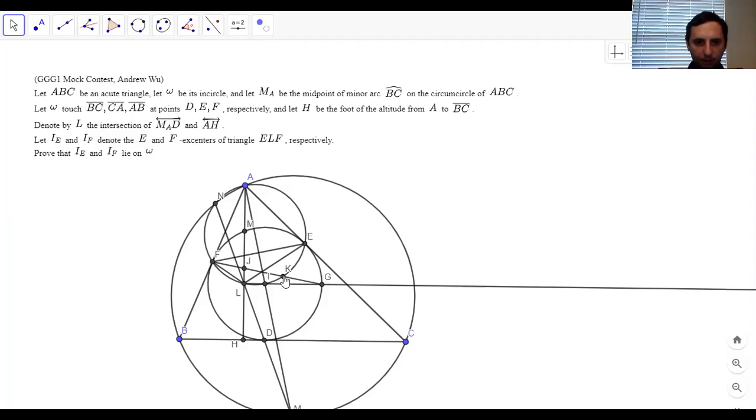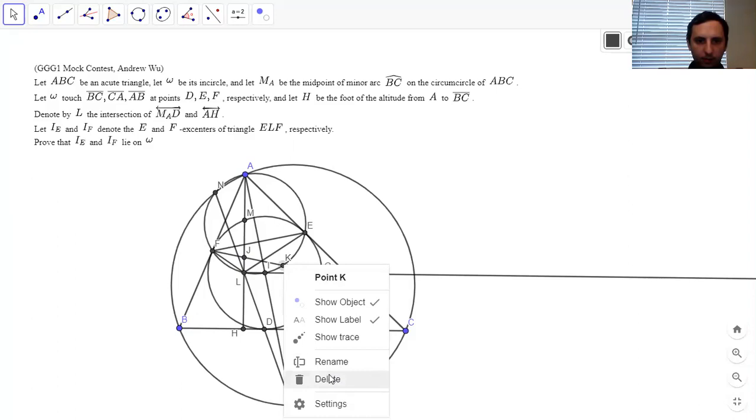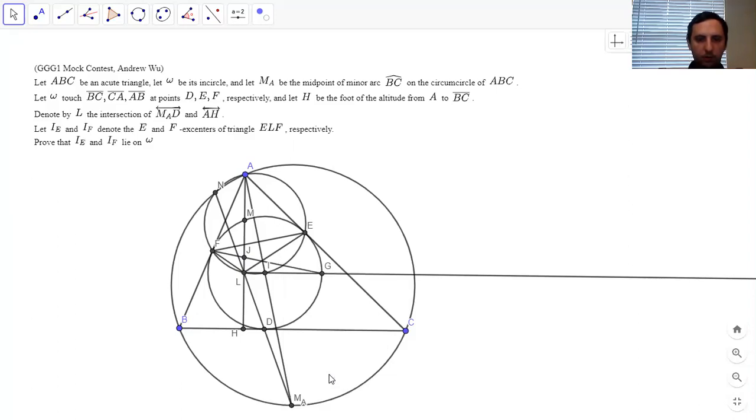Let me delete K for a second. So yeah, can we show that FJ and LI concur?